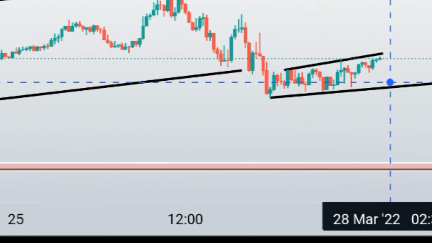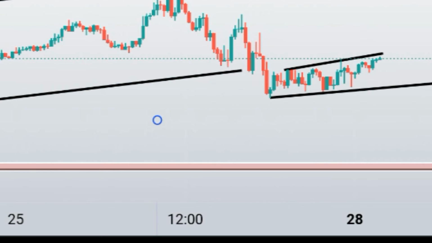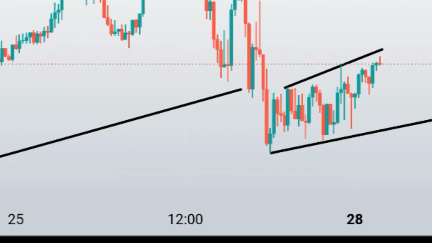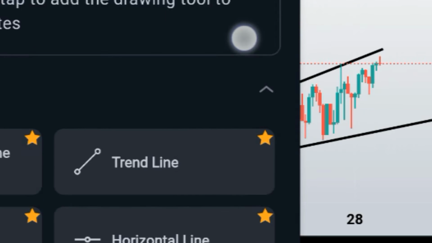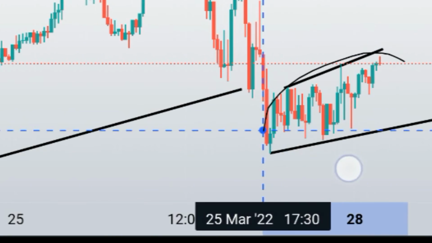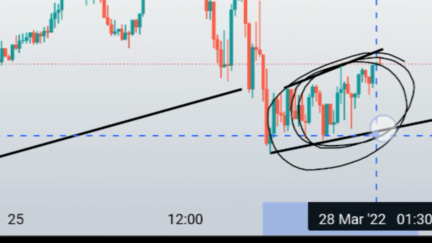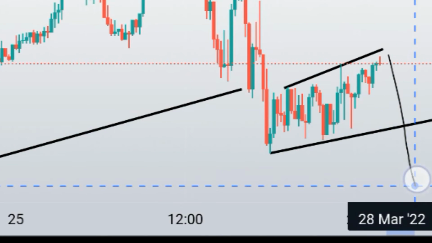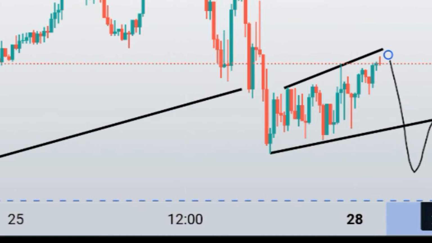So let's go down to the 15 minutes and let's see what is being presented. On the 15 minutes, guys, we have a correction here. So you could wait for a breakout, you could wait for a breakout retest, then execute going to the downside.